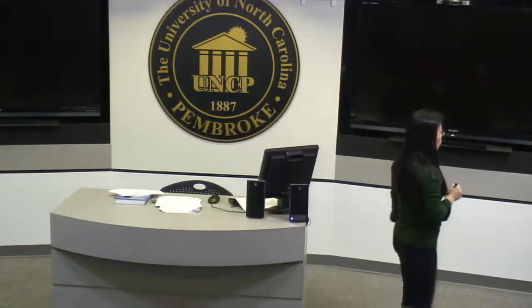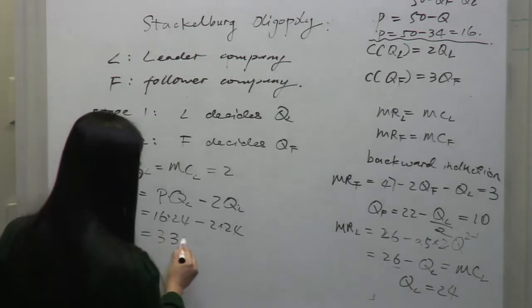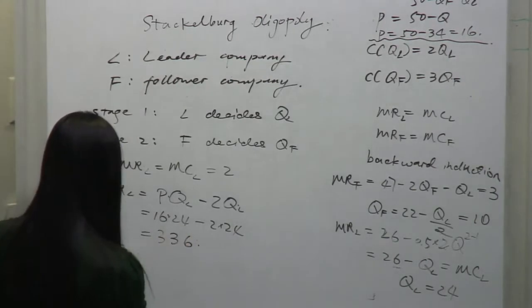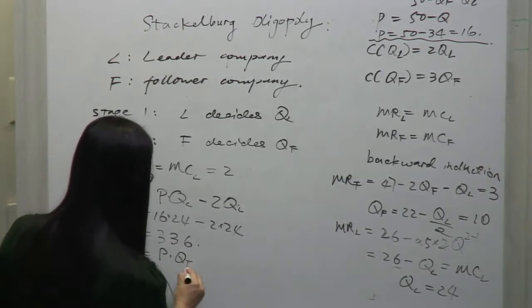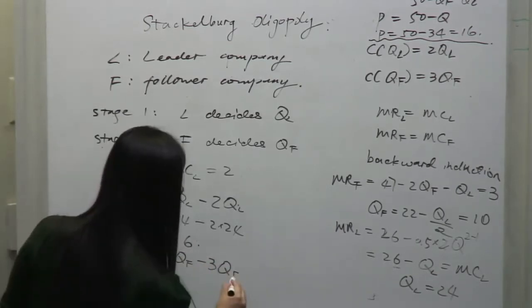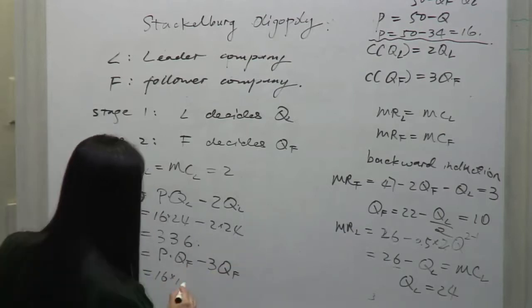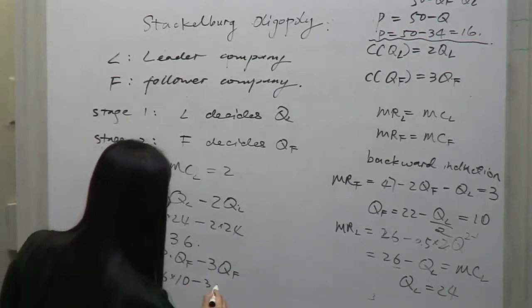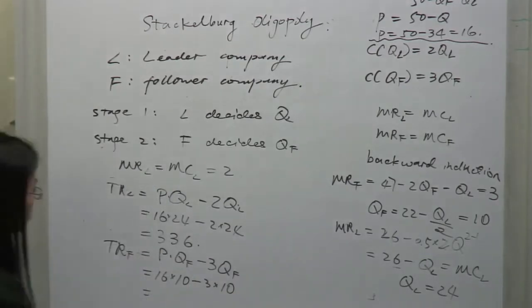I got 336. 336? Okay. Let's calculate profit for the follower, which is P multiply QF minus 3 QF. This is 16 multiply QF, which is 10, minus 3 multiply 10. That's easy. That's 130.